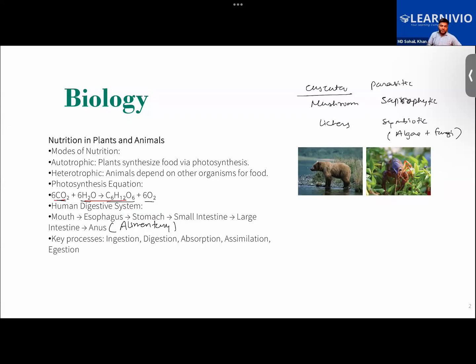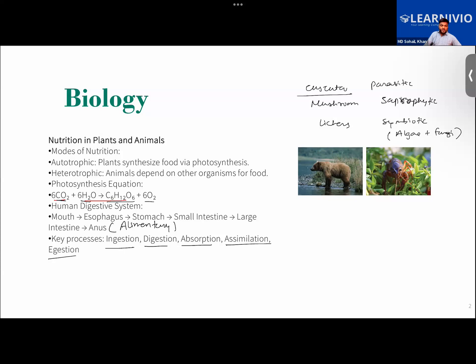Okay. So in nutrition in animals, we have learned that it is completed in different stages, different steps. First is ingestion, where we take in the food, then we digest that food, then we absorb the digested food. Okay. And then it is excreted out of the body, that is egestion. Getting it now?